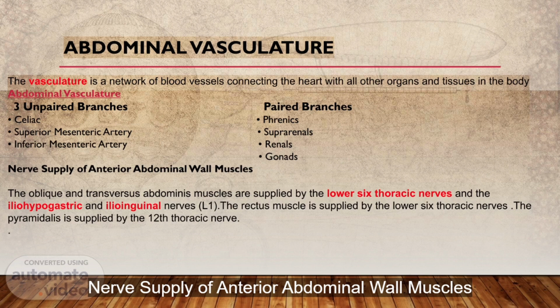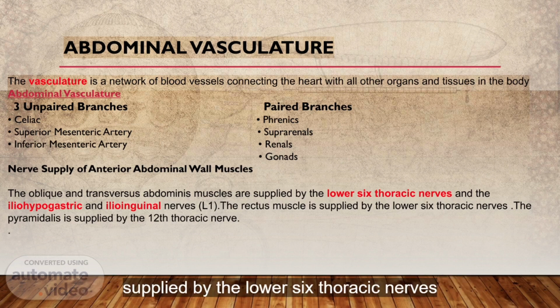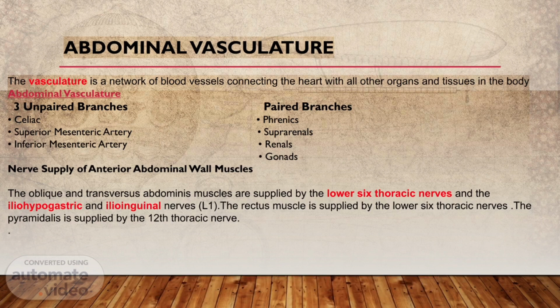Nerve supply of anterior abdominal wall muscles. The oblique and transversus abdominis muscles are supplied by the lower 6 thoracic nerves and the iliohypogastric and ilioinguinal nerves, L1. The rectus muscle is supplied by the lower 6 thoracic nerves. The pyramidalis is supplied by the 12th thoracic nerve.